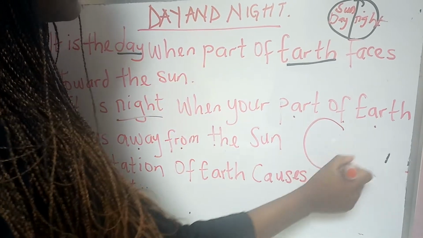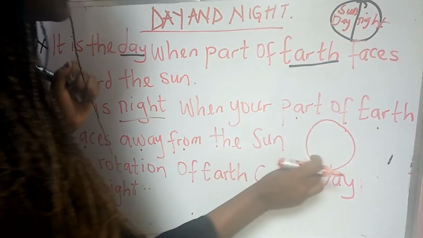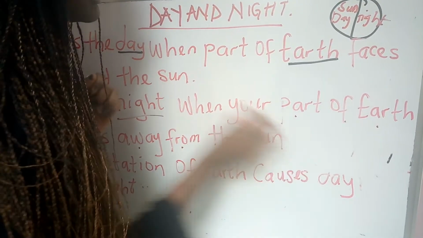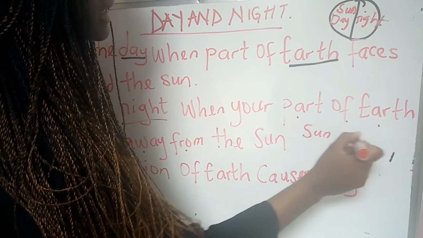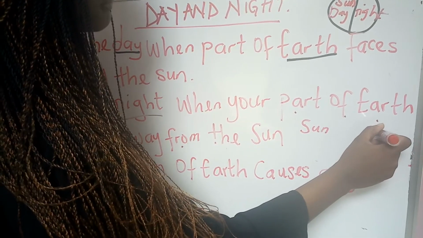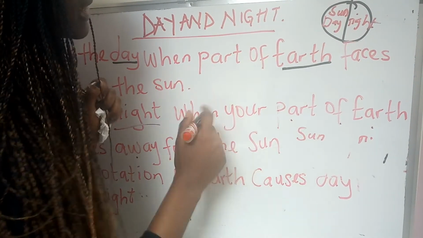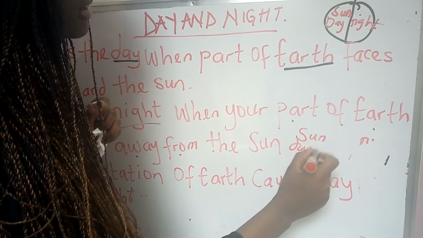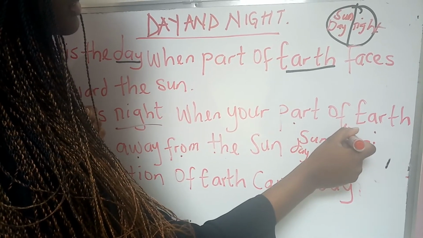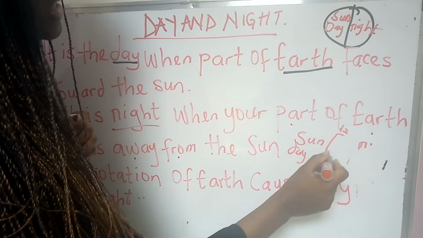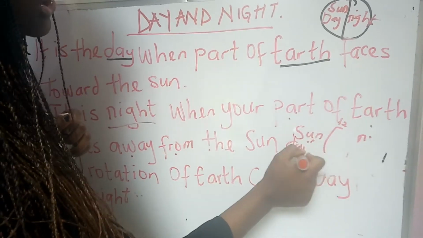Let me do it again. Okay, let me do it this way for you to understand. Let's say this is the sun, and this is the day. All right, this one, there's no sun. So let's start this way. This is 12. It's going to start this way. Now, when it comes to this side, you see the sun, this is the day.